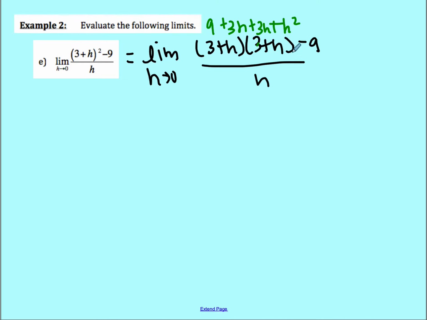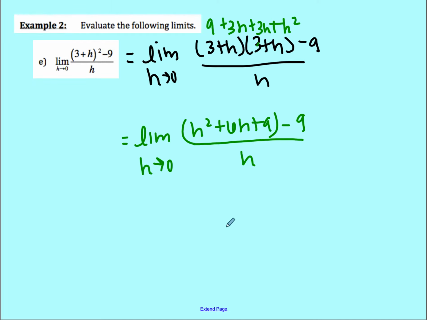And some of you are really good at this, so if you want to just skip to your simplified version right away, you can. So we have our limit as h approaches 0, and then I would have h squared plus 6h plus 9 minus 9, all over h. You'll then see here that your 9s will cancel. This should kind of look familiar, you guys. This is a form of our difference quotient, which we've solved earlier this year.